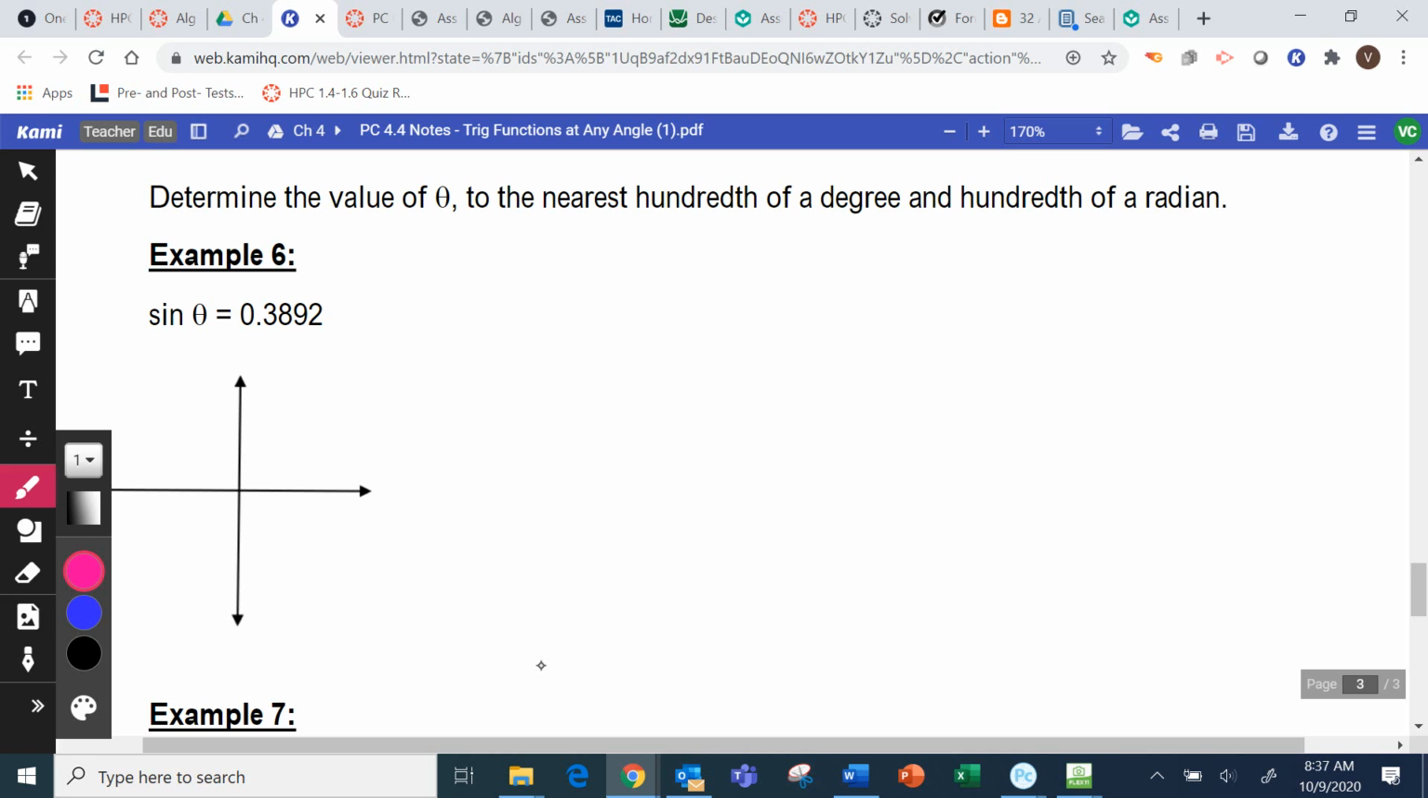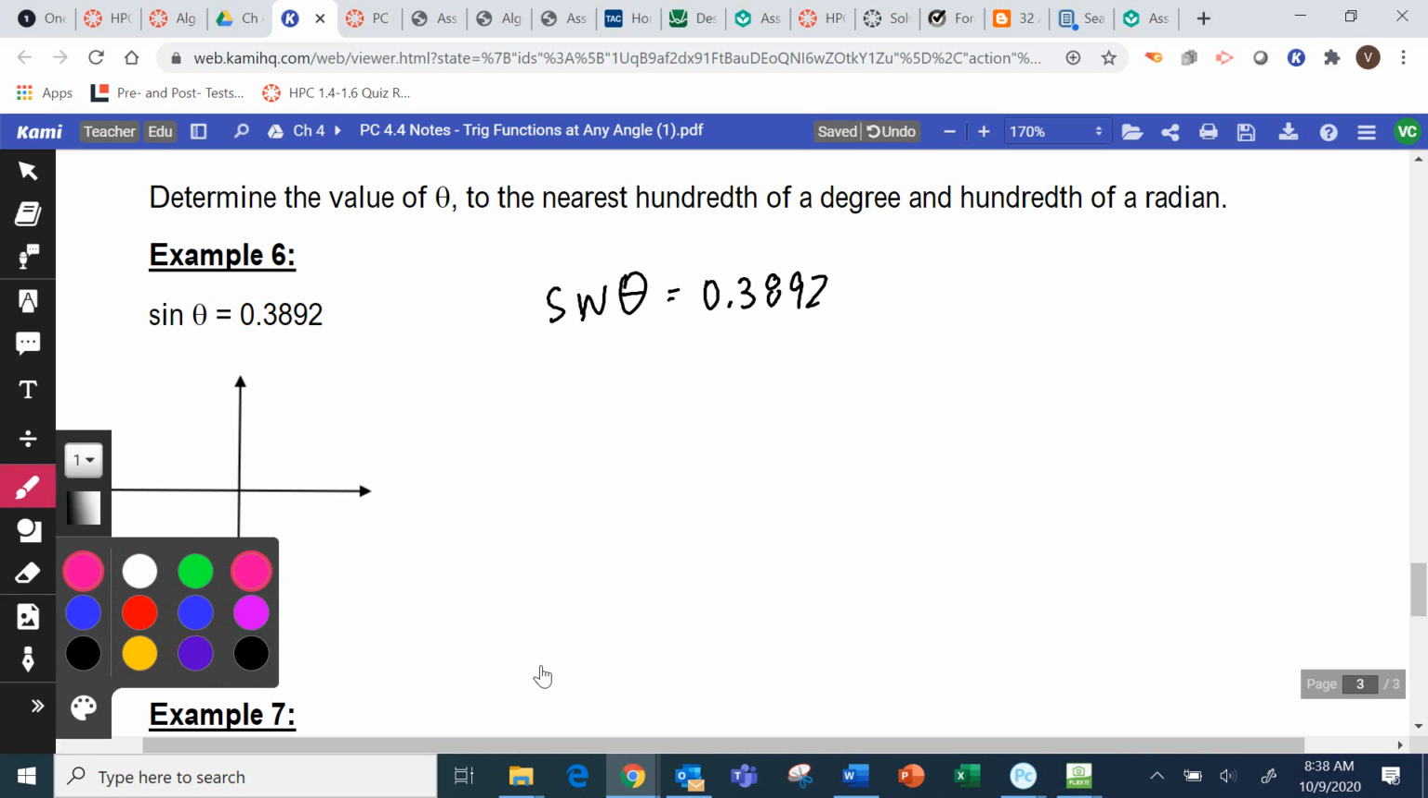Now, I'm going to do something that I feel like helps me understand this, and potentially could help us understand things that will come up in the future. I'm going to write the equation sine theta equals 0.3892. To solve this equation, what do I need to isolate? Theta. Is this word sine being multiplied by theta? The answer is no. So I can't divide by theta.